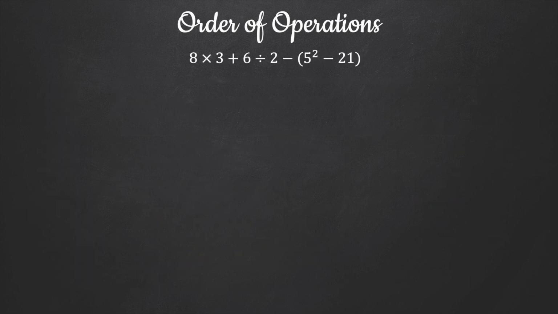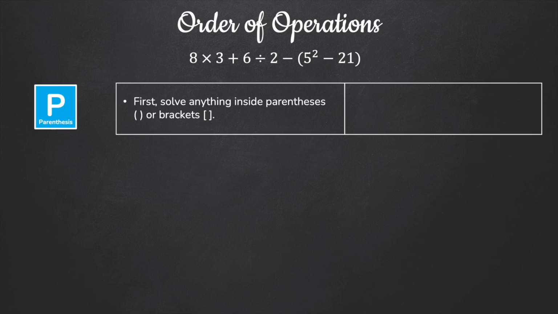Here we have our final example, which is 8 times 3 plus 6 divided by 2 minus, and then inside parentheses, we have 5 squared minus 21. Now we're also going to use order of operations to help us evaluate this expression with the help of our acronym PEMDAS. So to get us started, we have P for parentheses.